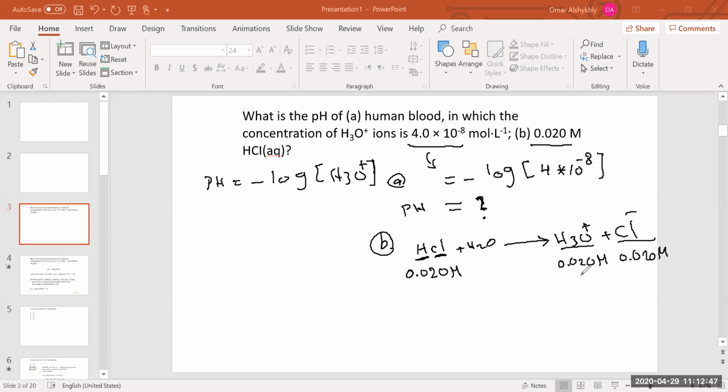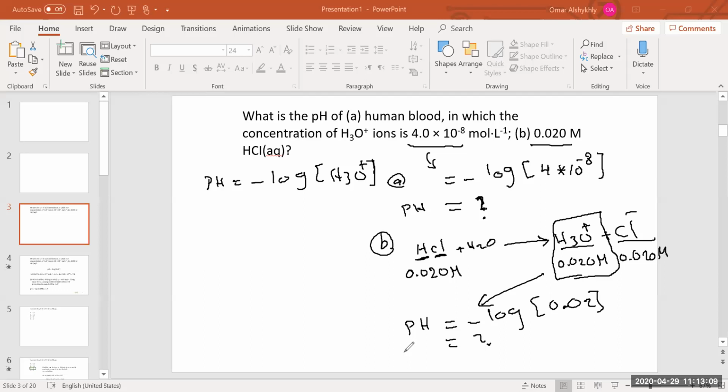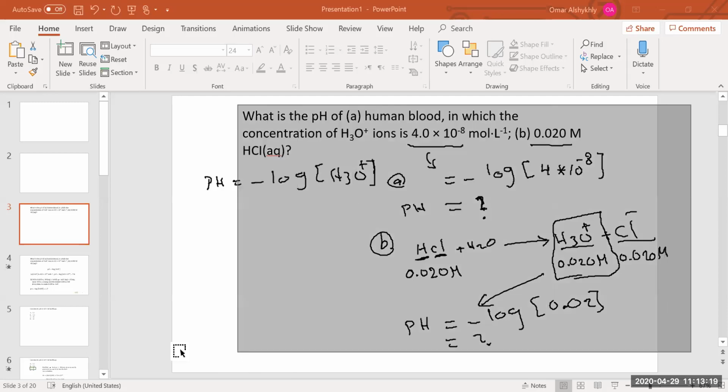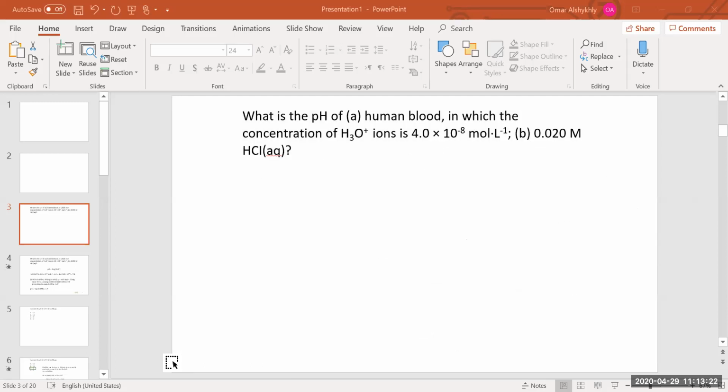Okay, so we have the concentration of H3O positive. So we will do the same thing we did previously. The pH will equal minus the logarithm of 0.02. Do the math on your calculator, and here you will find the pH of this solution. And that's what you're going to do with a strong acid, guys. With the weak acid, we will not do this.